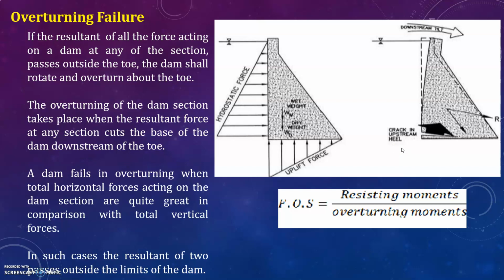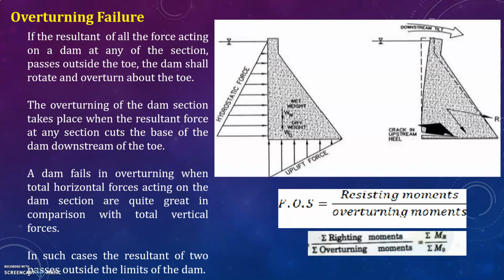The factor of safety against overturning is defined as the ratio of righting moment to the overturning moment, also called resisting moments divided by overturning moment, or summation of MR divided by summation of M0. The value generally varies between 2 to 3.